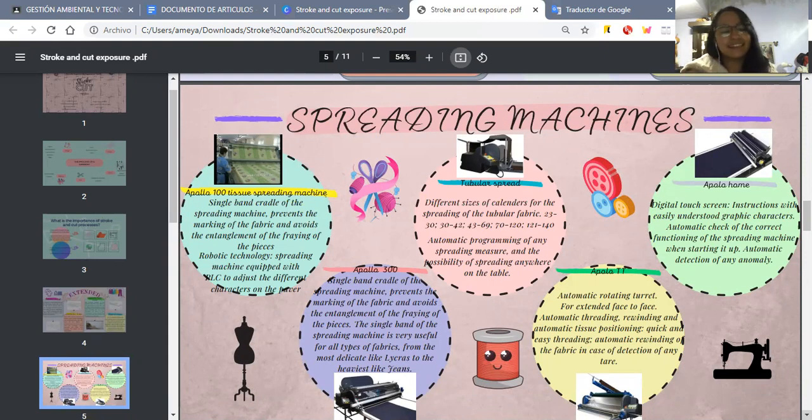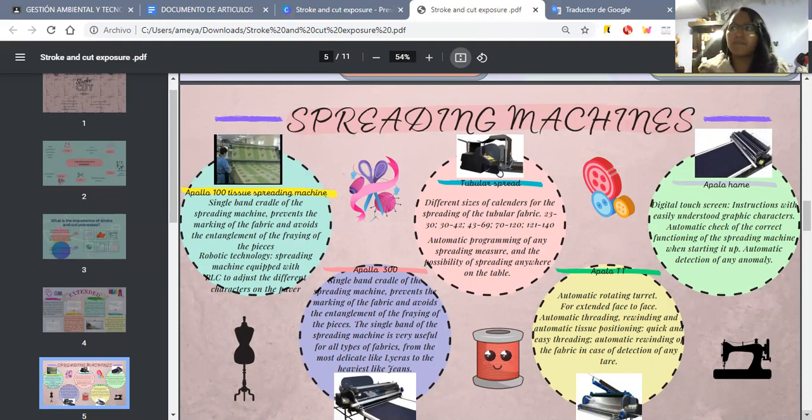And the next is Apollo 300. This machine is really the same as the before machine, but on occasions it's more common to use the Apollo 100. But in Apollo 300, it's a single bank cradle of the spreading machine, prevents the marking of the fabric and avoids the attachment of the fraying of the piece. And the single hand on the spreading machine is very useful for all types of fabrics, from the most delicate like lycras to the heaviest like jeans. Okay, and the tubular spreader.